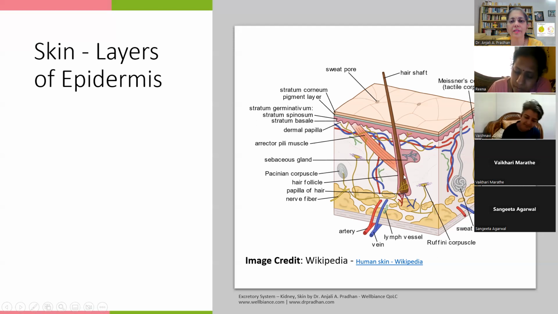This is hair follicle. This is root of the hair. It is supplied with blood supply.